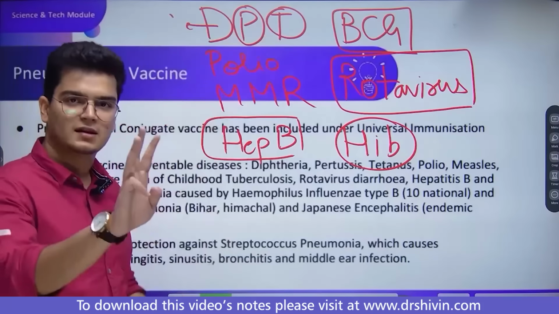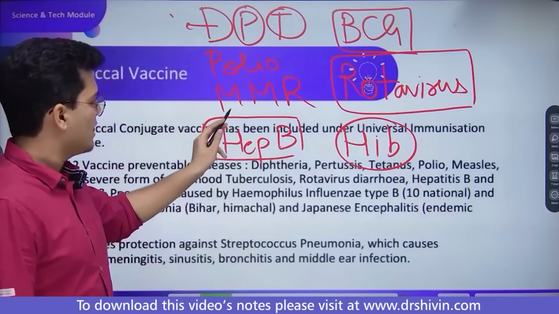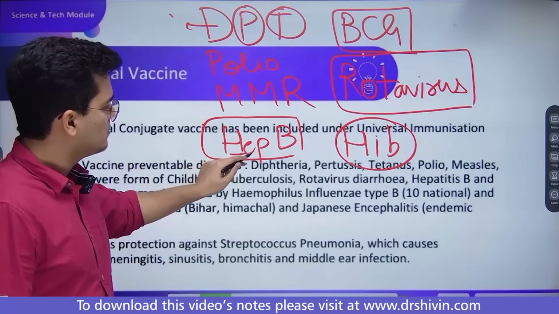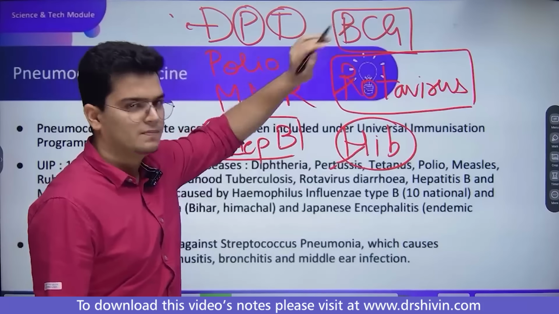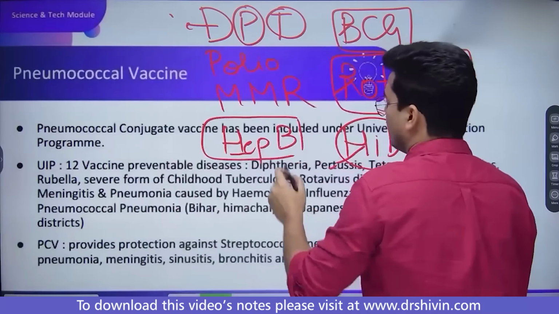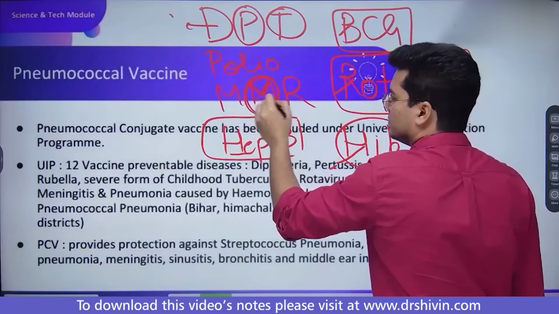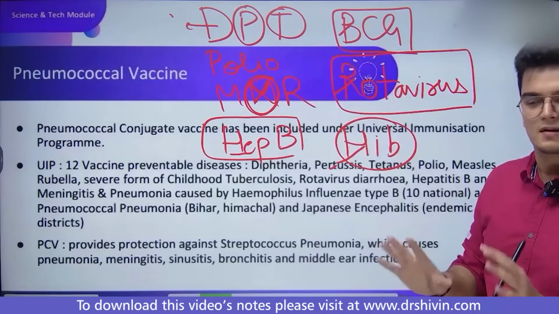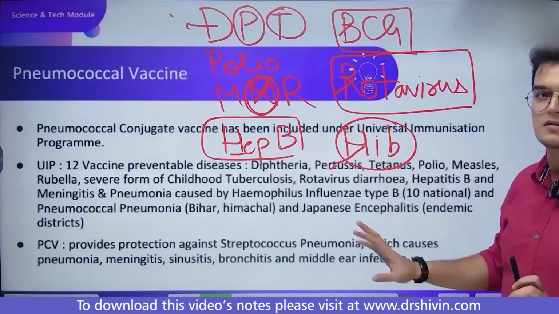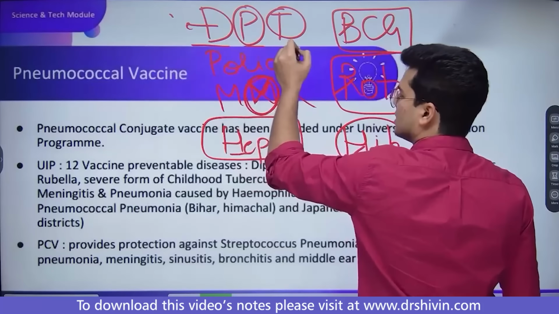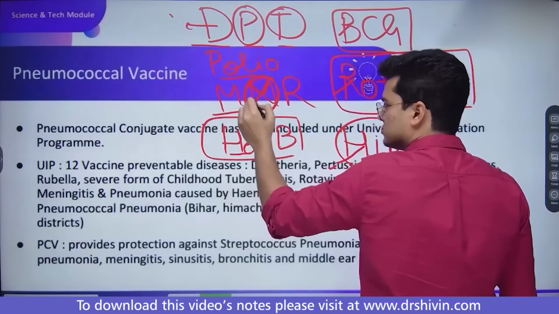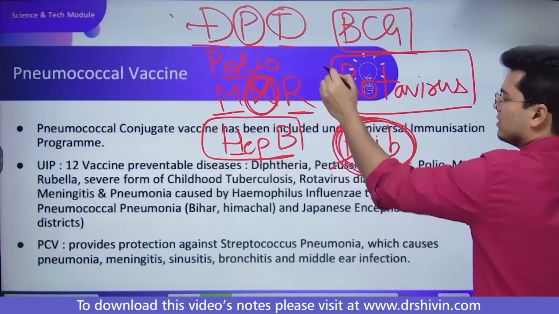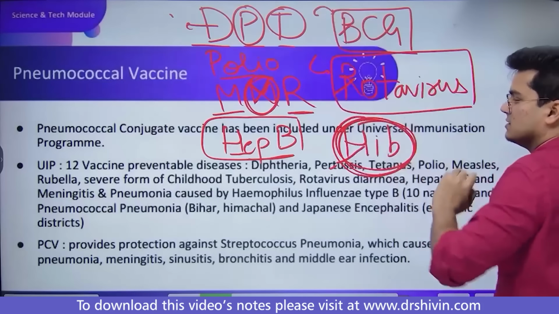Diphtheria, pertussis, tetanus 3, polio 4, MMR, measles, mumps, rubella 7, hepatitis B, Hib, rotavirus, BCG. This is 11. Okay. Now mumps, this second disease, is no longer covered because of its less prevalence. तो कितनी हो गई? 10. 10 diseases are covered in the universal immunization program. Diphtheria, pertussis, tetanus, polio, measles, mumps not included, rubella, hepatitis B, Haemophilus influenza type B, rotavirus and TB through BCG.